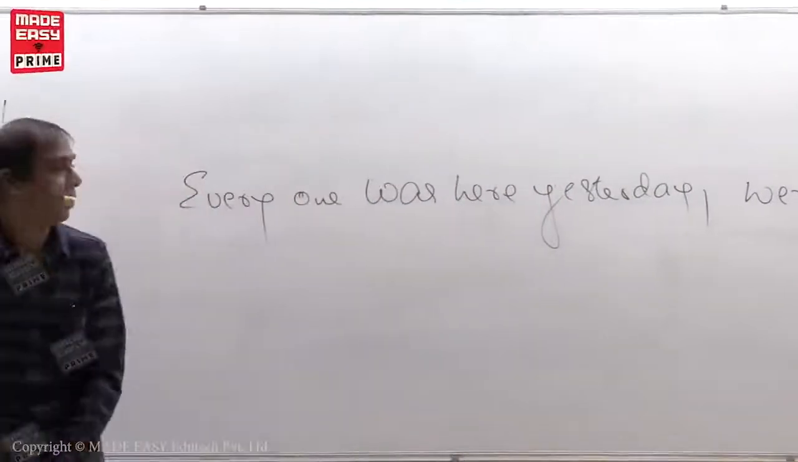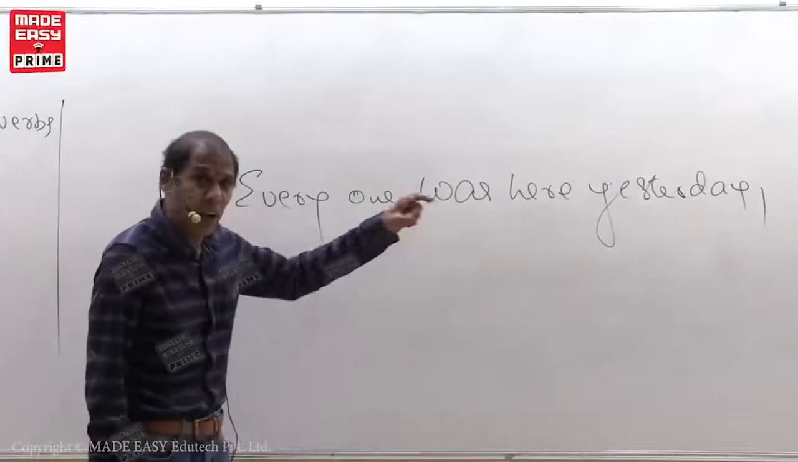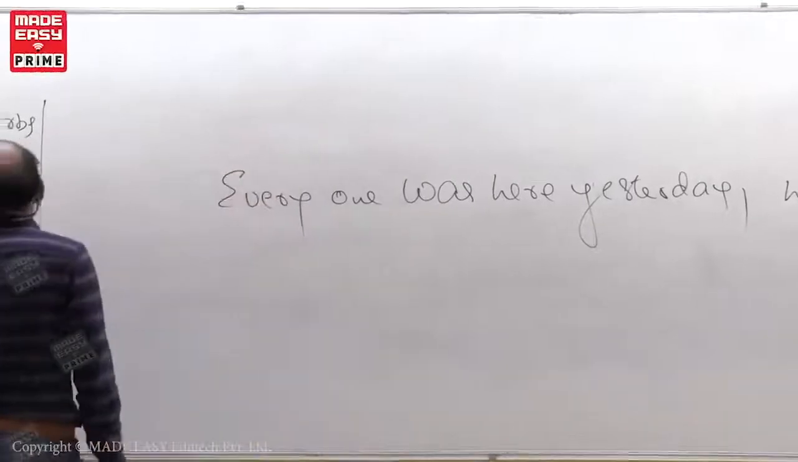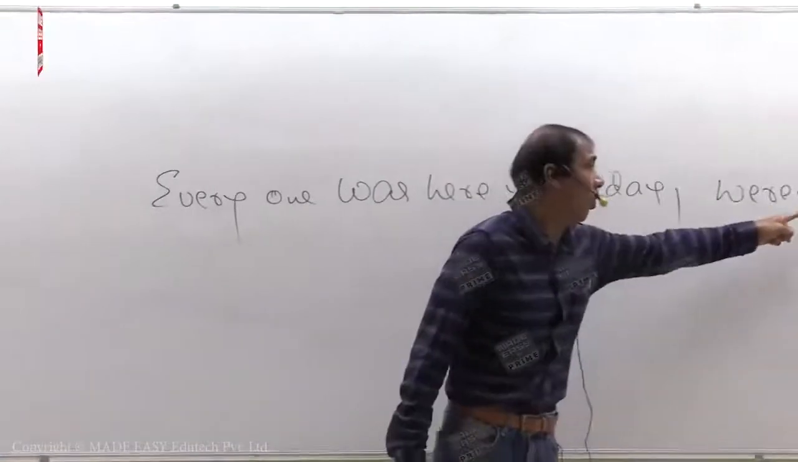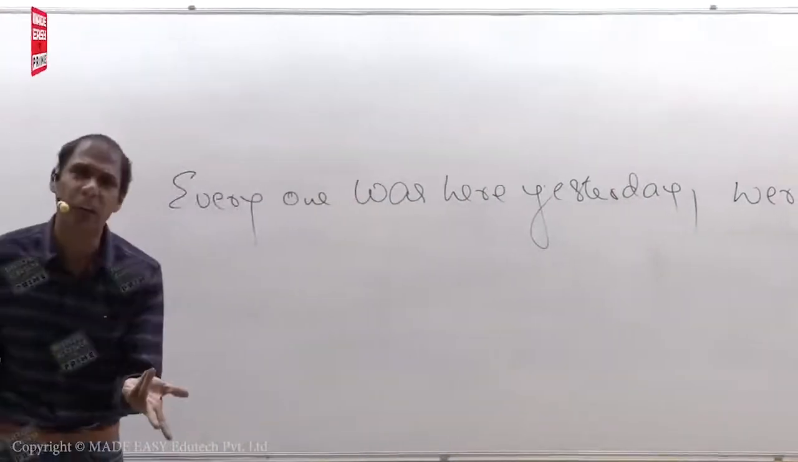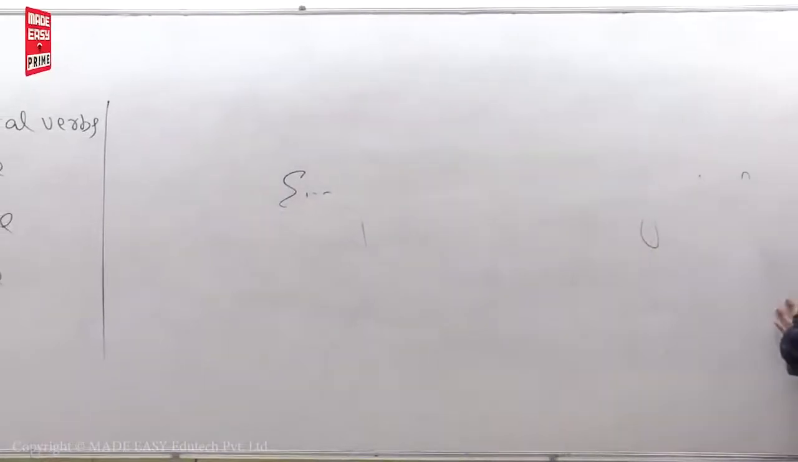Weren't they? Right? Was is singular. We have to use the plural form. I told you. What is the plural form of was? Were. Were not, short form. Weren't they? Why weren't? Statement is positive. Question tag must be negative. That is the common character. Right? One more.